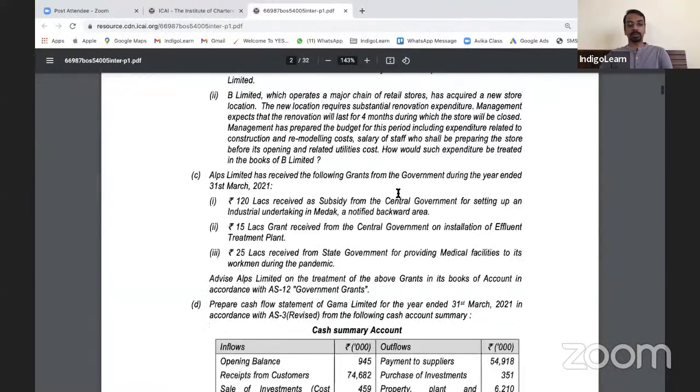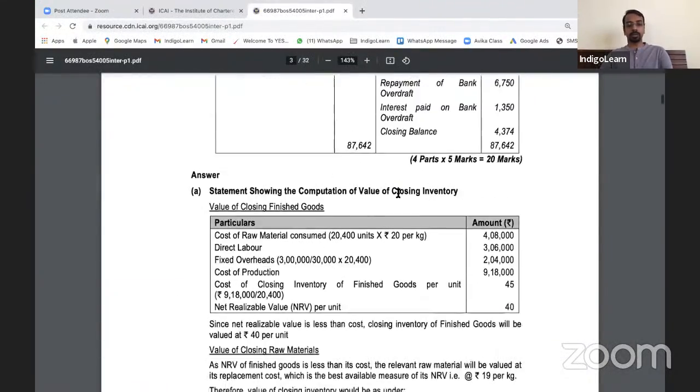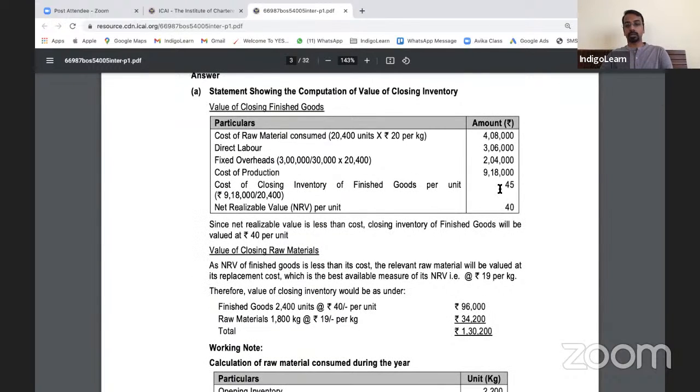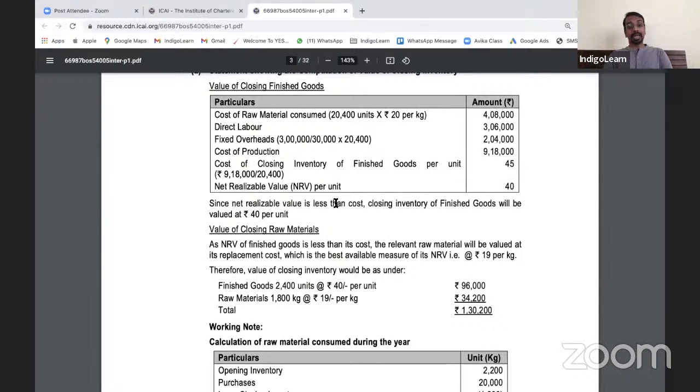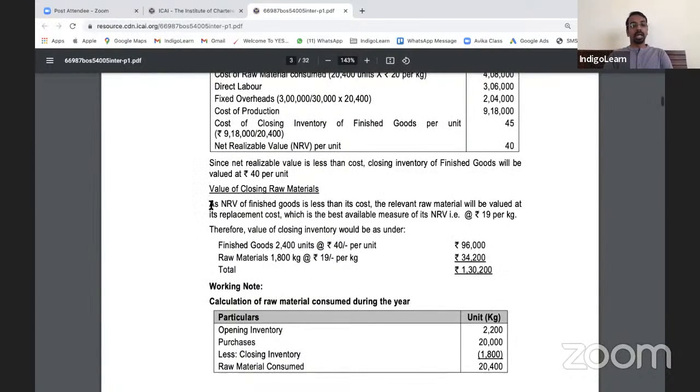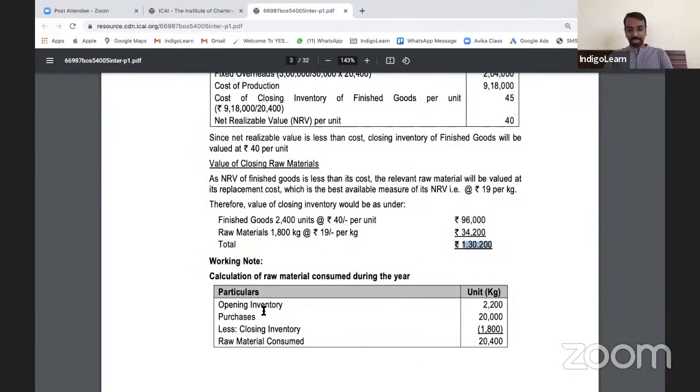Okay, so let's see how it's been presented in the solution. Cost 45, right? So see, they have done it using aggregate and then divided it by number of units. You can present it in tabular format also, no problem. Since the net realizable value is less than cost, closing inventory will be valued at 40. Then value of closing raw materials: as NRV of finished goods is less than its cost, the relevant raw material will be valued at its replacement cost, which is 19, and the closing inventory is 130. They have done this reconciliation. You can also do it in the examination.